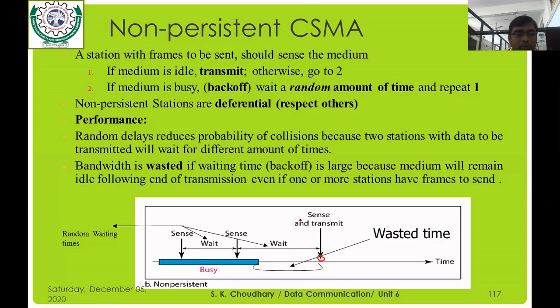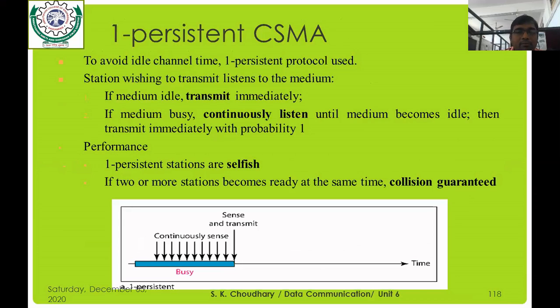So we go to the next one, that is one-persistent CSMA. To avoid the idle channel time, the one-persistent protocol is used. Here a station wishing to transmit listens to the medium, continuously sensing, not randomly. If the medium is idle, transmit immediately, so we save the wasted time. But if the medium is busy, continuously listen until the medium becomes idle, and then transmit immediately with probability 1. That's why it is called one-persistent.